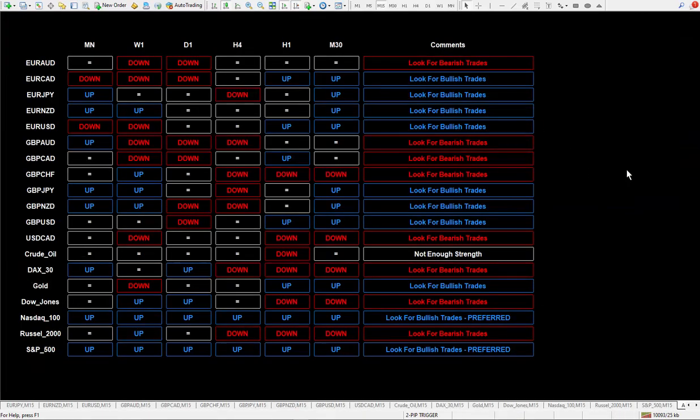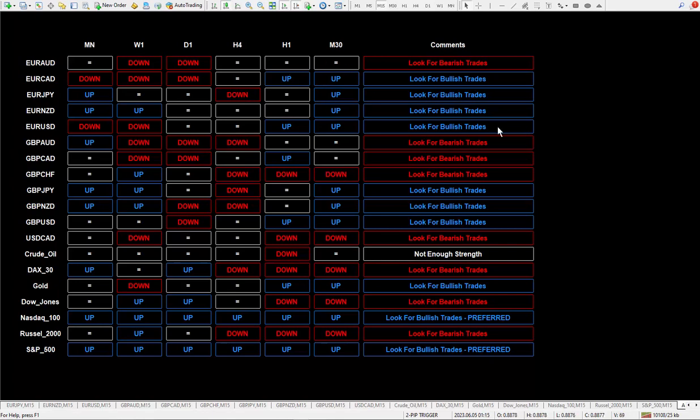As I mentioned, I take a look at the daily trade plan EA. This is it, running in real time, suggesting either bearish or bullish trades. And if it's white like this, it's neutral or not enough strength. So you must wait until it picks a direction, either up or down.